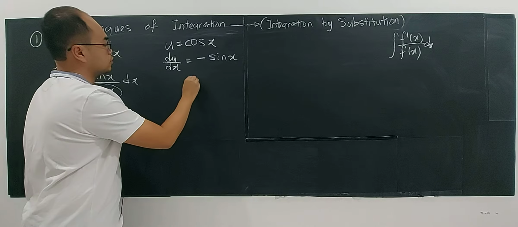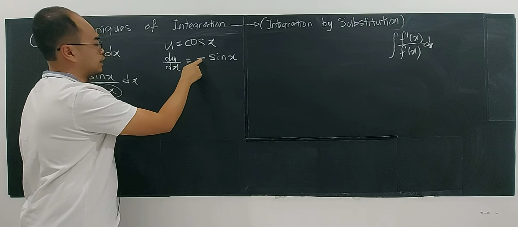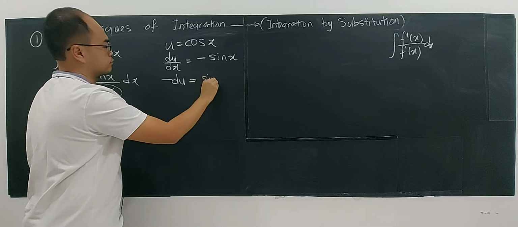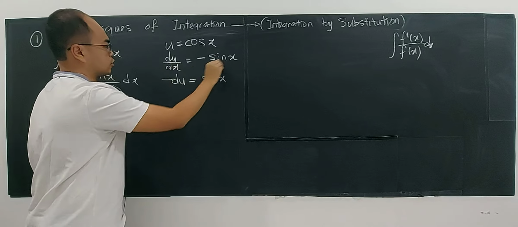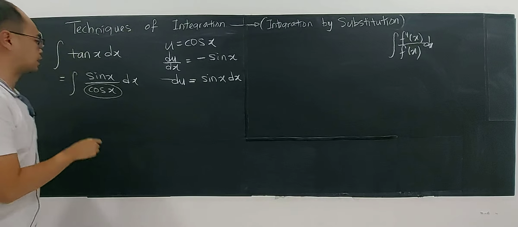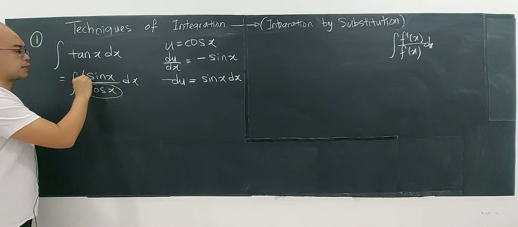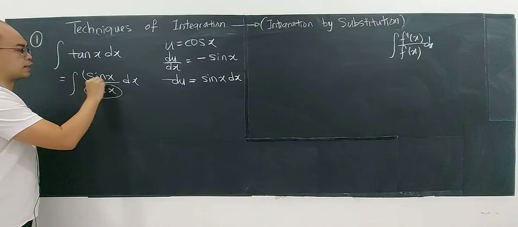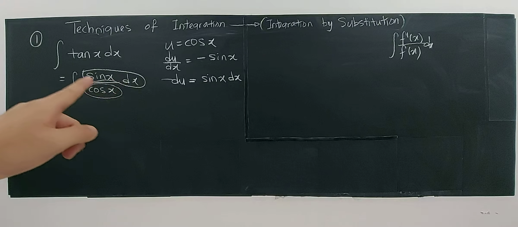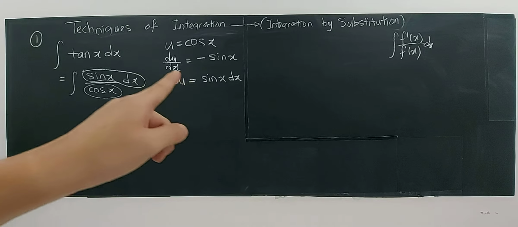So I will bring the negative to the left hand side, and the dx I cross over there: negative du equals sine x dx. Why do I bring the negative here? Because I can't see a negative in the integrand, right? But I can see sine x dx is in the integrand, which I can replace by negative du.